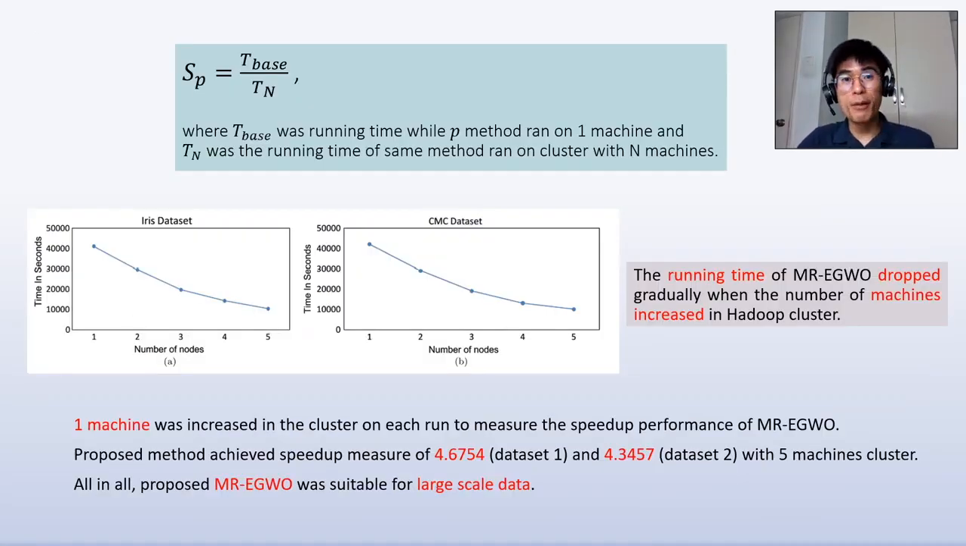Moreover, the speed-up performance of MREGWO was identified on 2 datasets, which were IRIS and CMC. As you may observe in the 2 charts at the center, when the number of machines increased in the Hadoop cluster, the running time of MREGWO dropped gradually. With a 5 machine cluster, the proposed method achieved a speed-up measure of 4.6754 for dataset 1 and 4.3457 for dataset 2. Thus, the proposed MREGWO fits well for large-scale datasets.